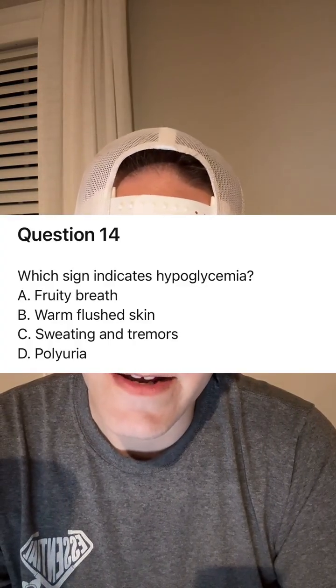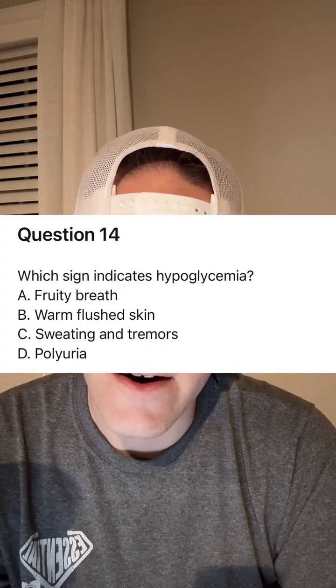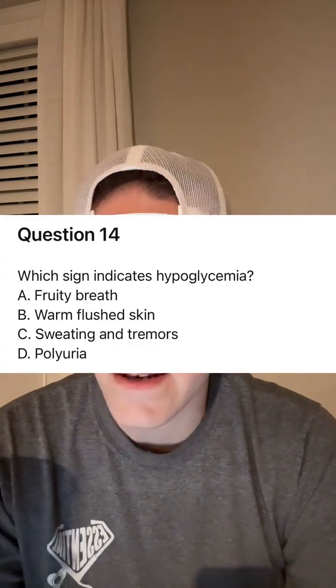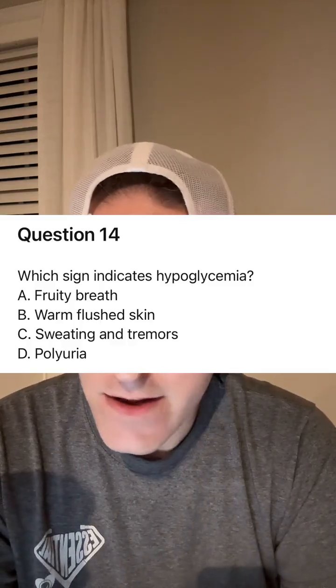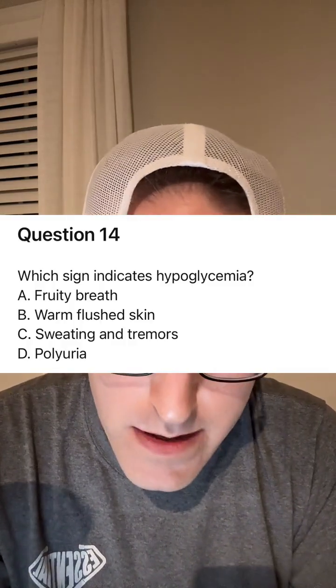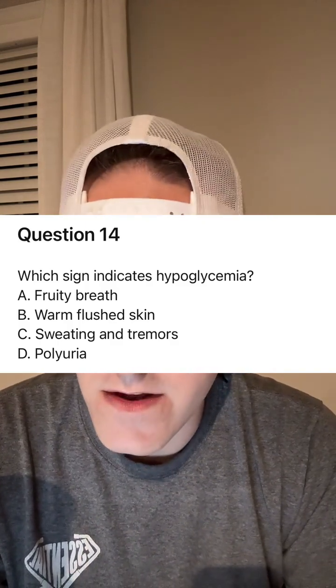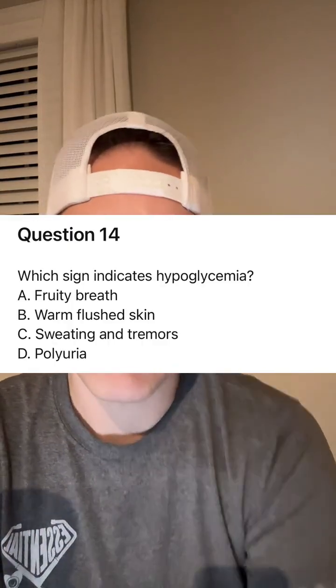I see a few C's, a couple A's. All right, guys, correct answer here is C. Sweating and tremors, anxiety, tachycardia. Those are all autonomic signs of hypoglycemia as the body releases epinephrine to raise the glucose. The rest of those are signs of hyperglycemia.